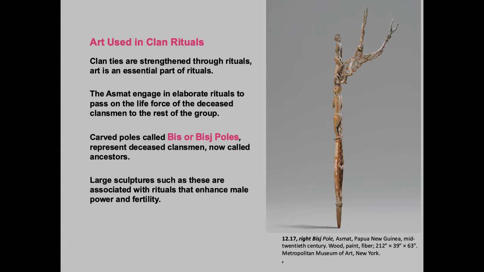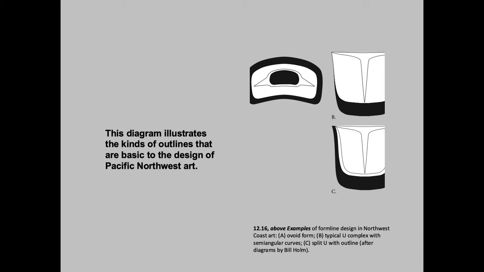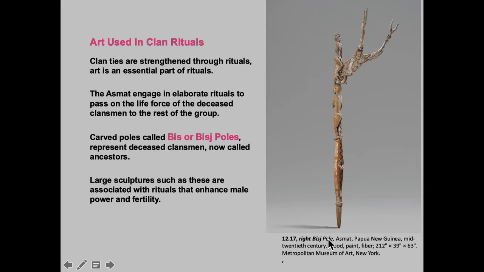And another one for clan rituals is a very different piece from Papua New Guinea. Now what you're looking at here is depicting what the elaborate ritual would be. So the Asmat are passing on the life force of the deceased clansmen to the rest of the group. So this is a carved pole. Bis or Biz poles represented deceased clansmen, now called ancestors. So large sculptures such as these are associated with rituals that enhance male power and fertility.